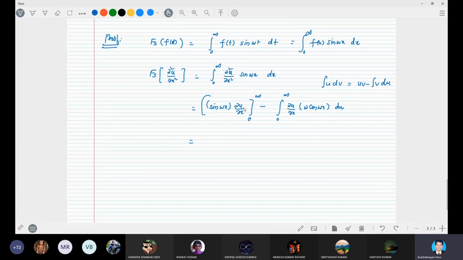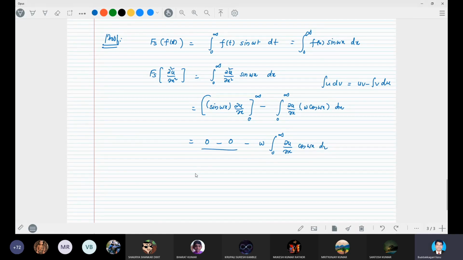We can take it that ∂u/∂x tends to 0 as x tends to infinity, right? Therefore the upper limit tends to 0, minus the lower limit value, when x is equal to 0, sine 0 is 0, right? Minus omega into the integral from 0 to infinity of ∂u/∂x into cos omega x dx.